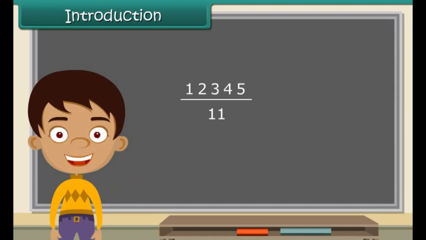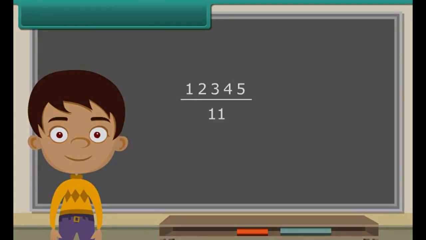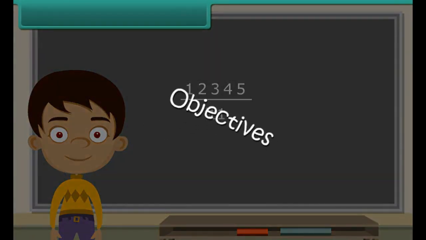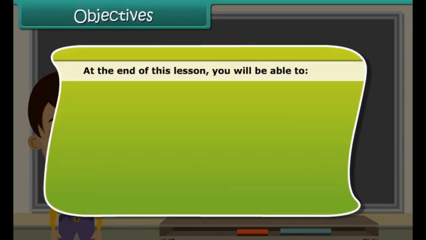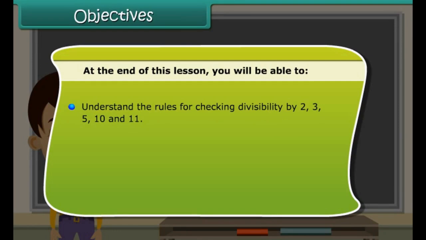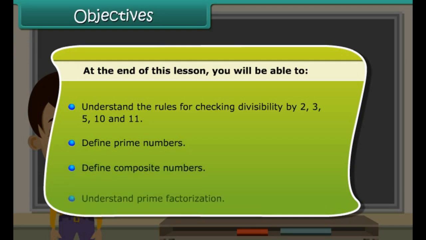In this lesson, you will learn the divisibility rules and factorization of numbers. Objectives. At the end of this lesson, you'll be able to understand the rules for checking divisibility by 2, 3, 5, 10 and 11. Define prime numbers. Define composite numbers. Understand prime factorization.